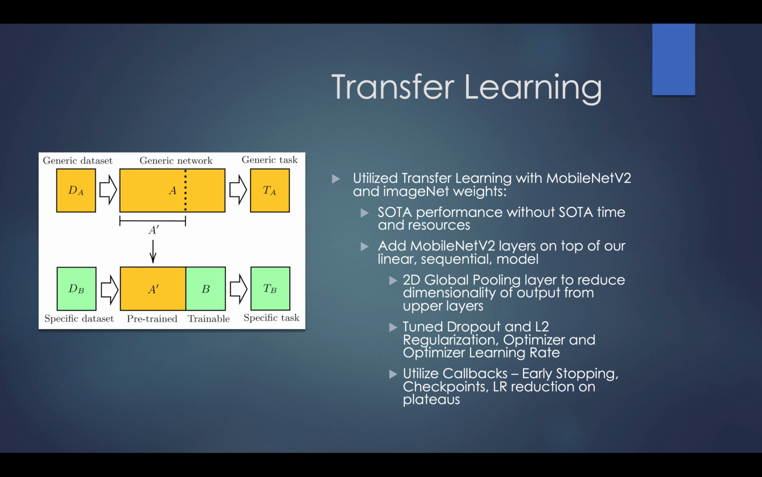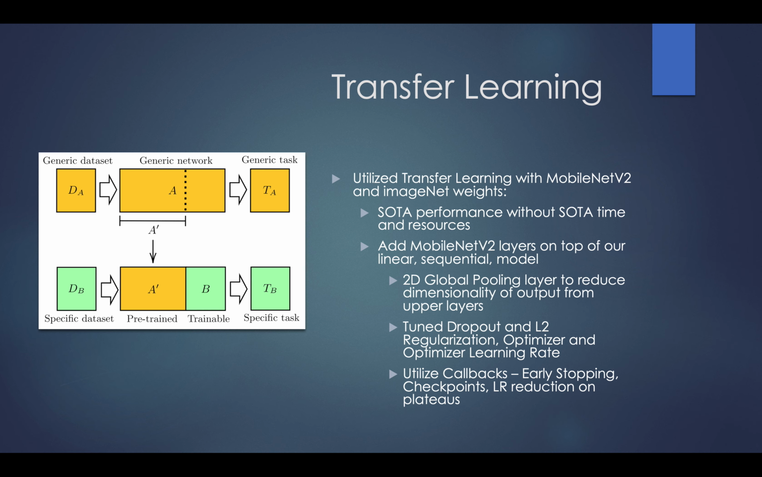And what we do is we essentially take A prime out of A, where A would be MobileNet v2, and we put that on top of our trainable network, and we want to feed in our image data set. So in our case, it's just a Flora data set, and we want to feed that in through the pre-trained layers and through the trainable layers to do our specific task of Flora classification. So this allows us to reach state-of-the-art performance without state-of-the-art time and resources.